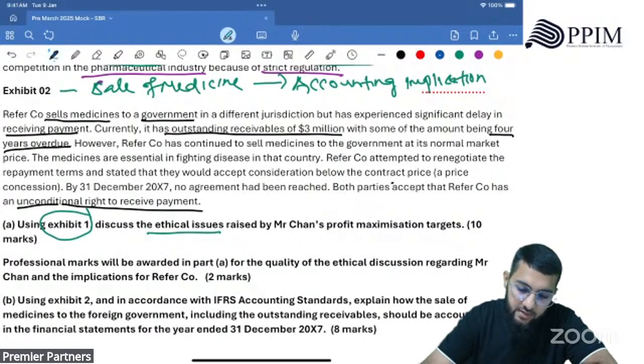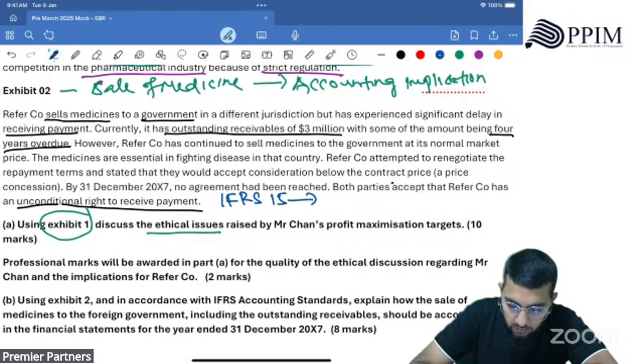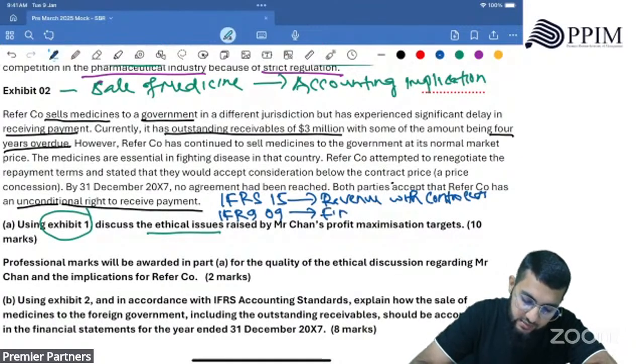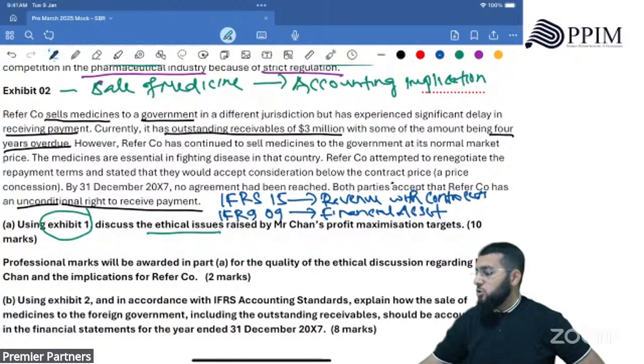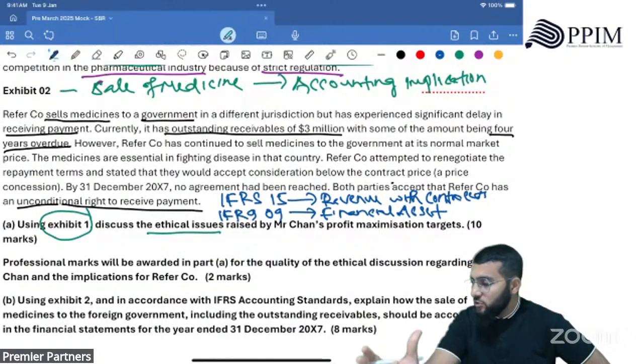So the first standard that's applicable here is IFRS 15, revenue from contracts with customers. Then there is IFRS 9. Why? This receivable is a financial asset. Right? These are the 2 standards that are being impacted. Okay. So when you have these 2 standards, you need to identify what the issues are with each standard.